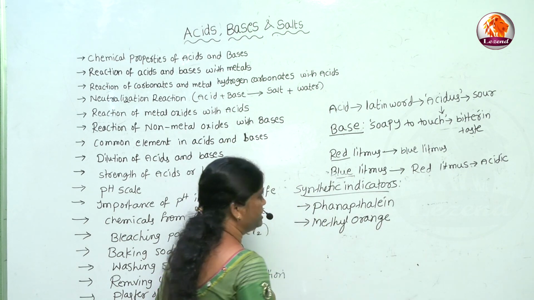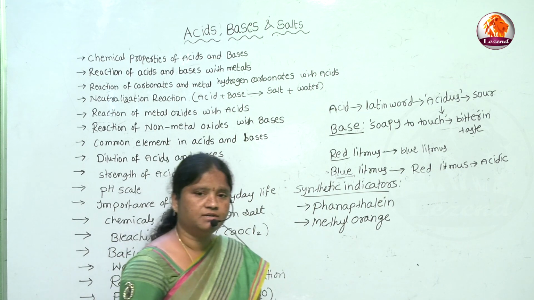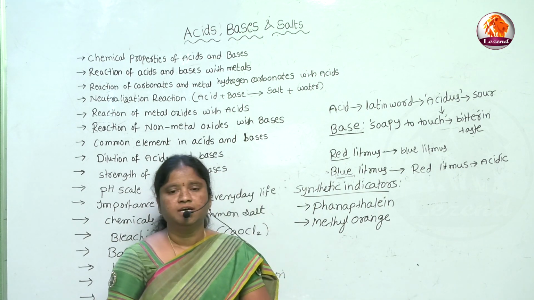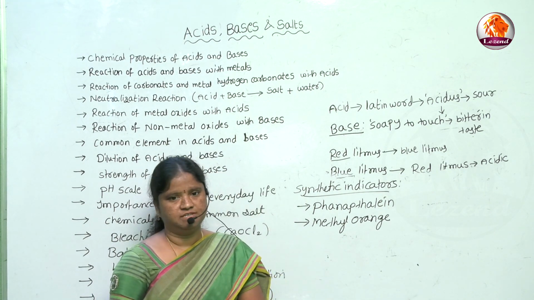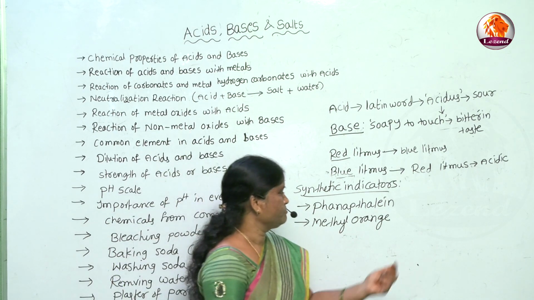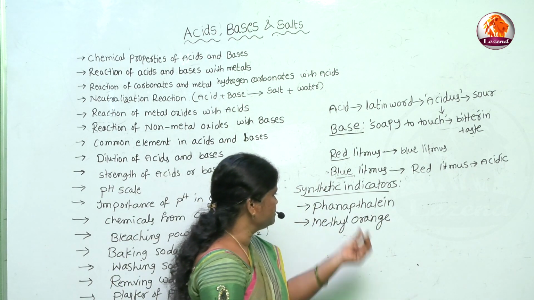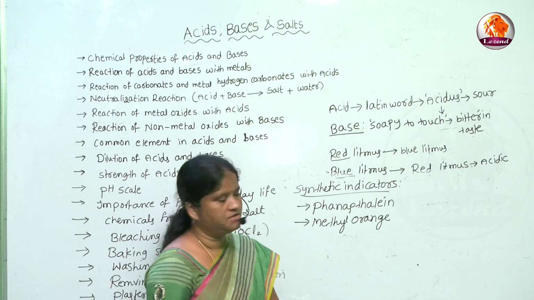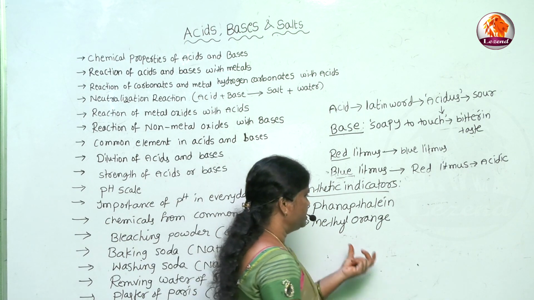These two synthetic indicators we have. These two indicators are also used to test the nature of the substance, its acidity or basicity. But what kind of indicators are these two? Synthetic indicators: phenolphthalein indicator and methyl orange indicator.